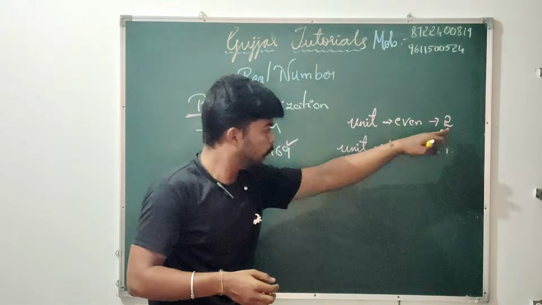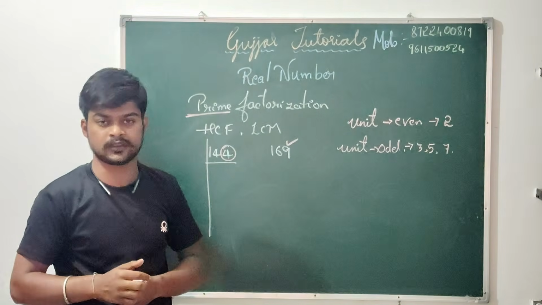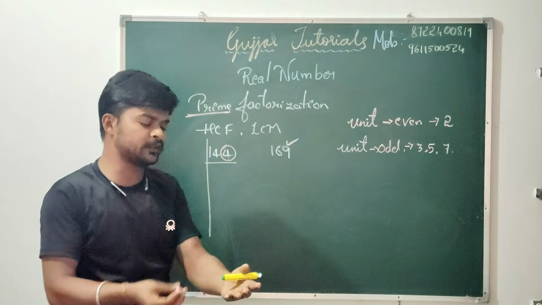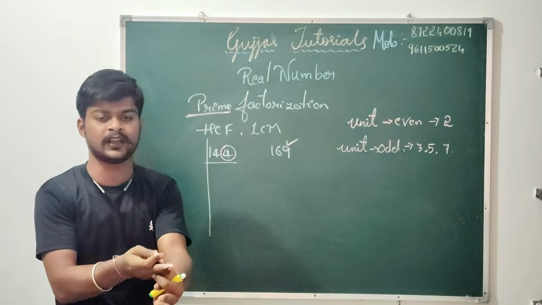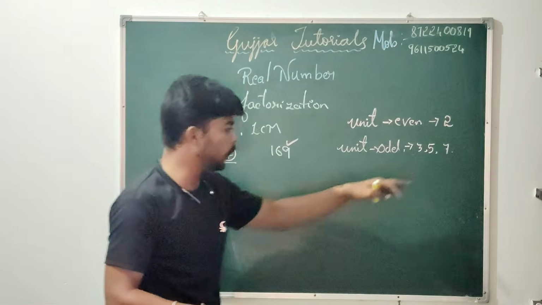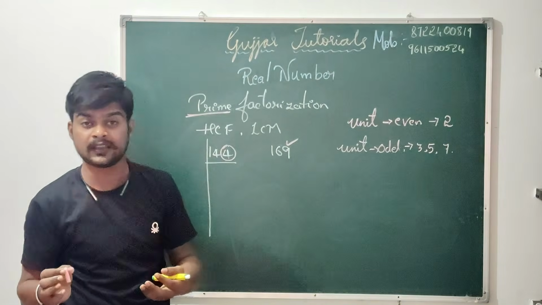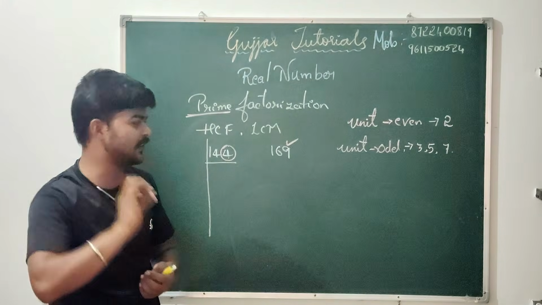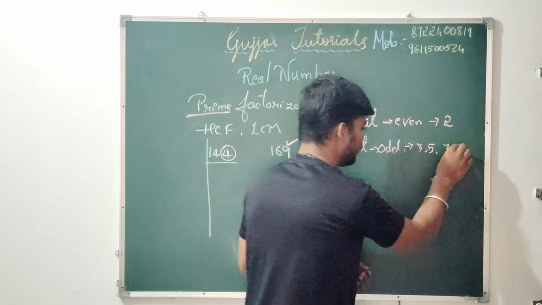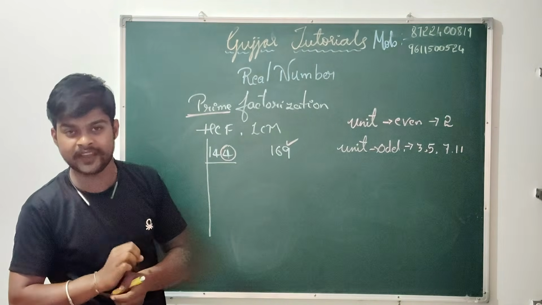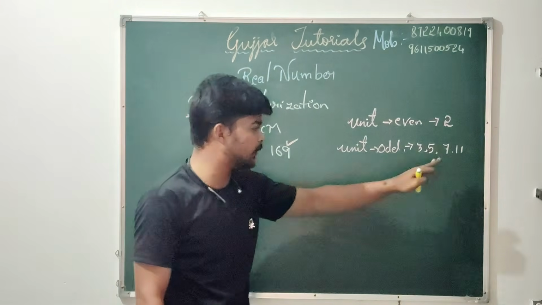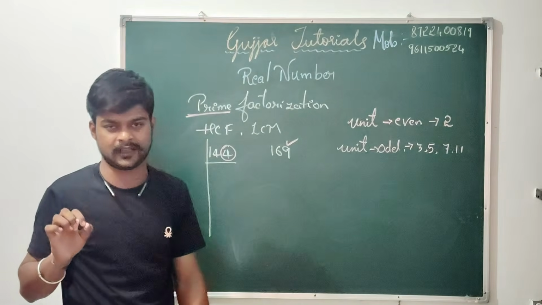Sir, is 2 prime or composite? It is prime. Why? Because 2 comes under the 1 table and 2 table. 3 also comes under the 1 table and 3 table. 5, same thing. So we can't take 9 because it's a composite number. Then which number do we take? We'll check with 11. 11 is also a prime number, because 11 comes under the 1 table and 11 table only.